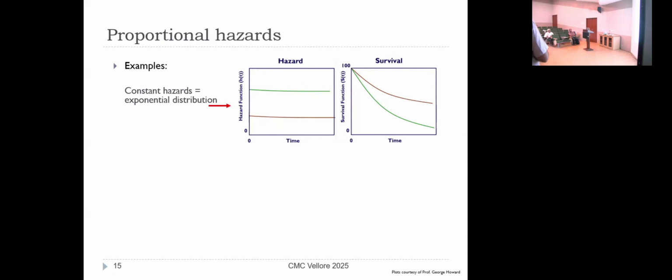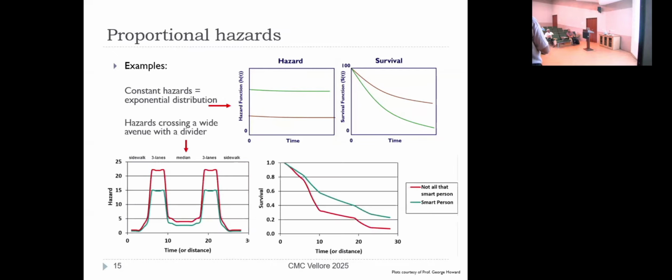Oh, time for lunch. All right, so we'll come back to the proportional hazards assumption in estimation. But I'll end with one example that's funny, because constant hazards give you survival that looks exponential.